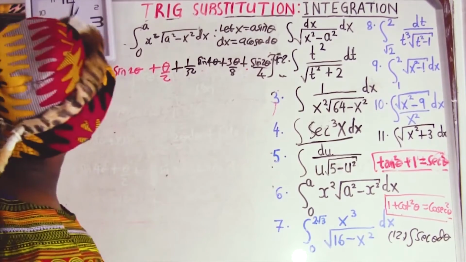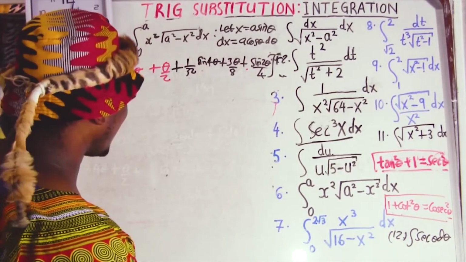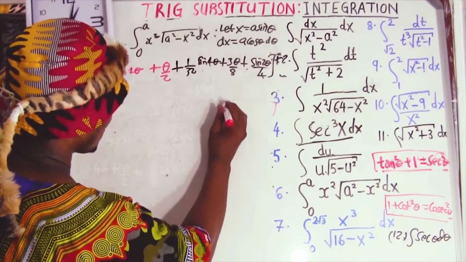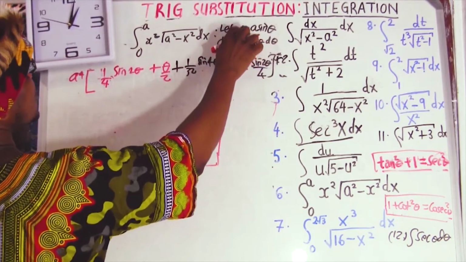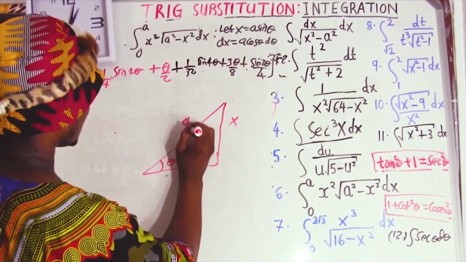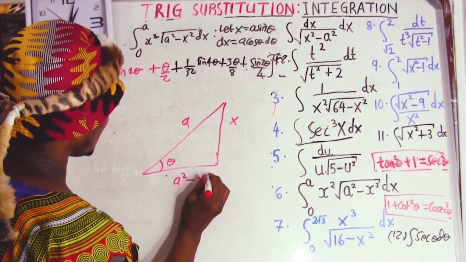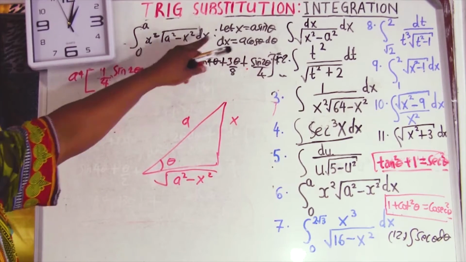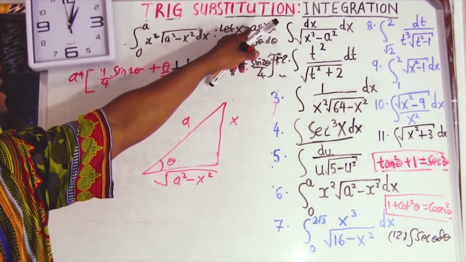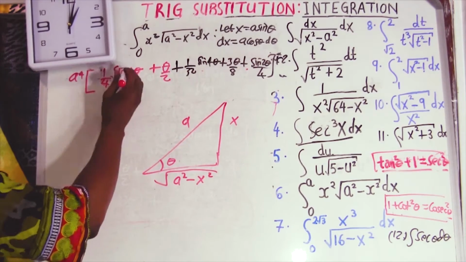Let's go to the given question. This is the question they give to us. Let's draw a small triangle. This is going to be opposite, and this is going to be hypotenuse. So this is going to be hypotenuse square minus opposite square. Now what do we want? We want to get the value of theta. What is theta? Theta equals sine inverse of x over a.